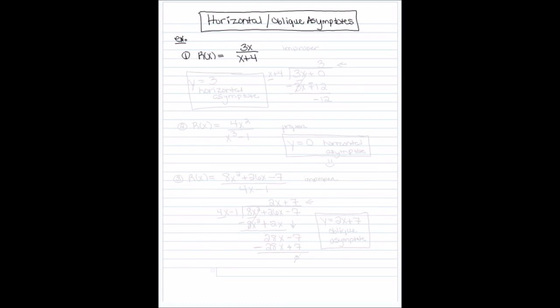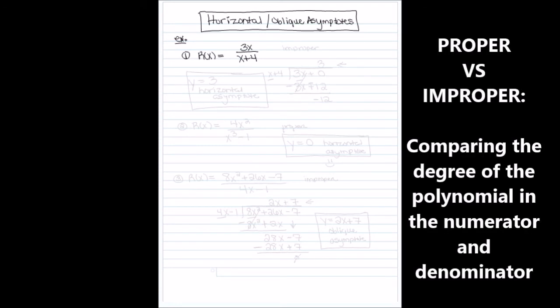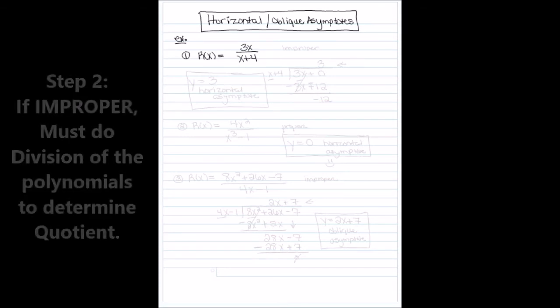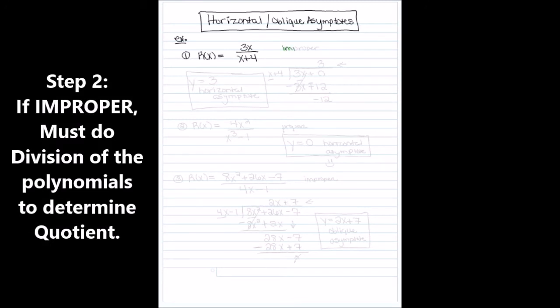So according to proper versus improper, what we're going to look at is the degree of the numerator and the degree of the denominator. So the degree at the top is 1 because the exponent is 1. And then the degree on the bottom, the highest degree is 1 because the exponent is 1 on the x. So this is considered to be an improper rational expression. Now, if you have an improper rational expression, what we need to do is long division.